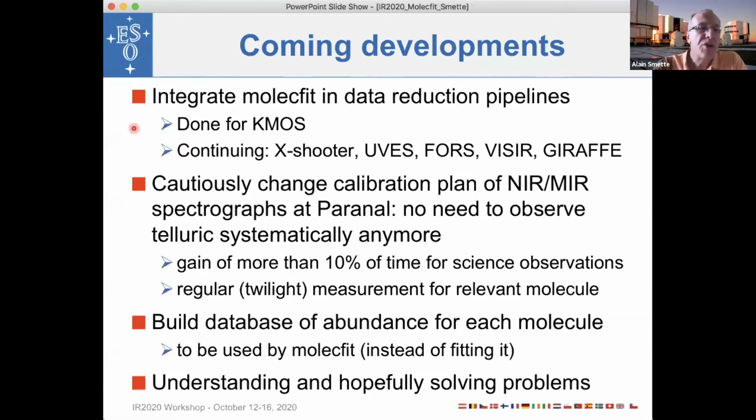We will carefully change the calibration plan for near-infrared and mid-infrared spectrographs at Paranal, with the plan that we don't need to observe telluric stars systematically anymore. But we need to continue to have some measurements for all the molecules that we need to monitor.